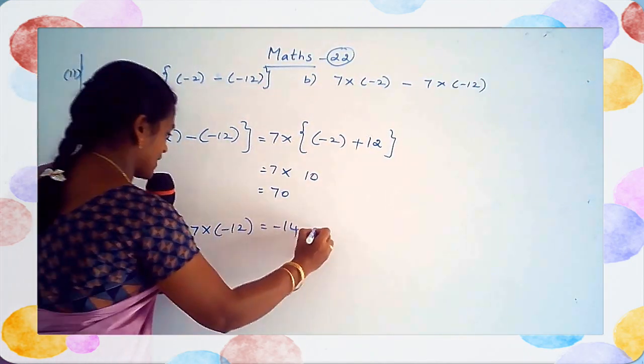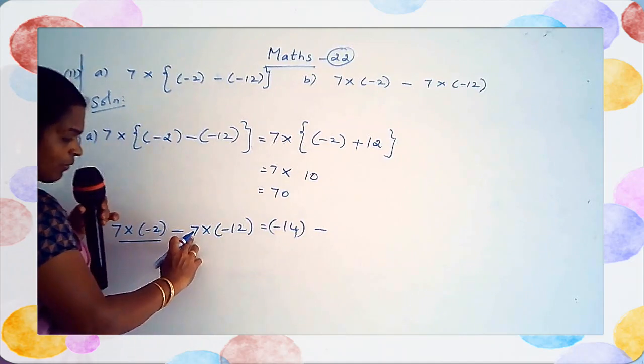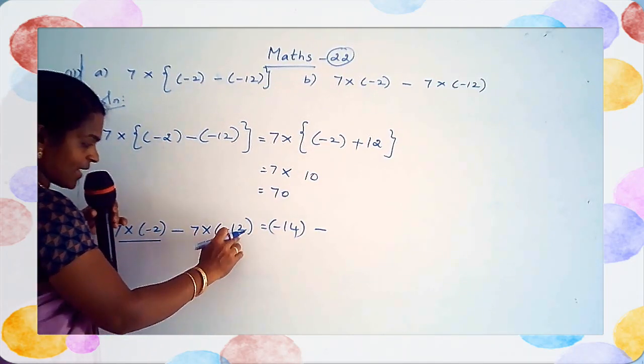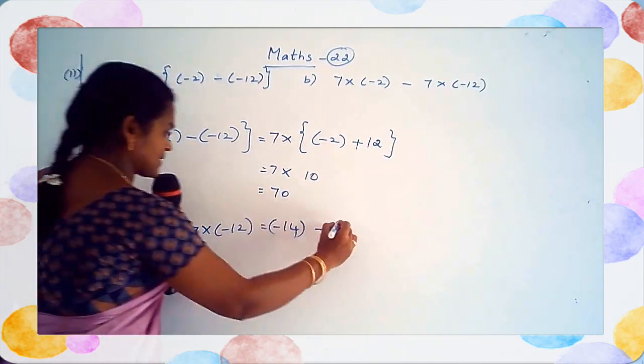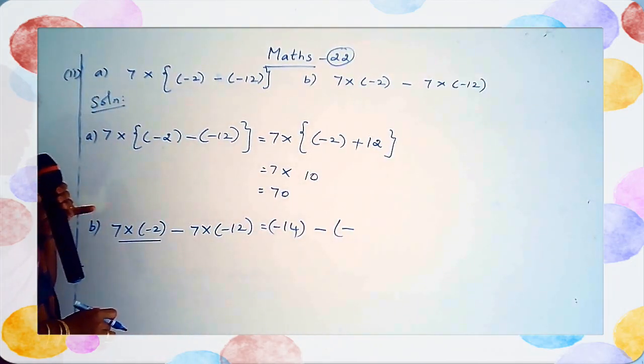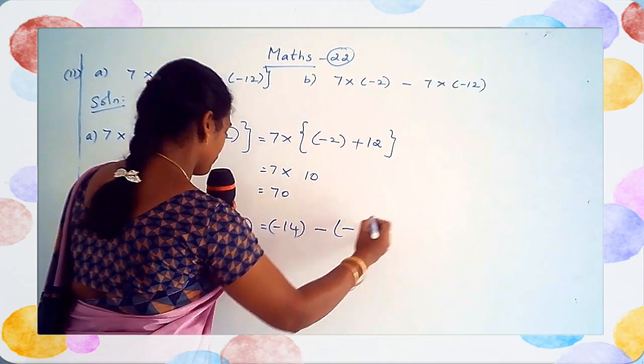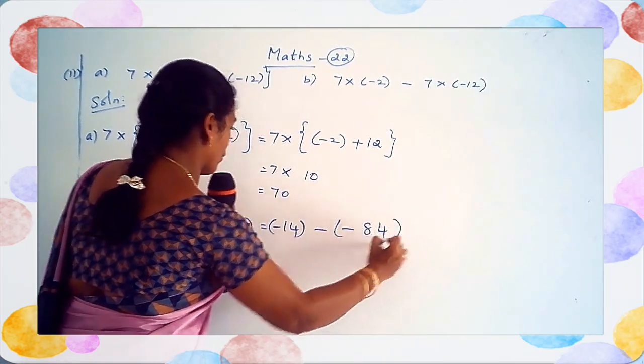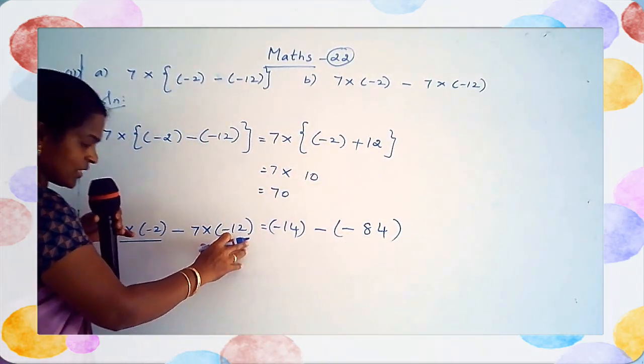Here one minus is there. Now again you multiply 7 into minus 12. So plus into minus is minus. 7 12s are how much? 7 12s are 84. Okay, 7 12s are 84.